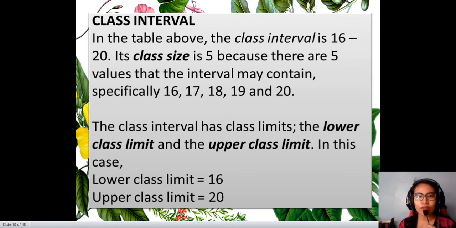The class interval also has class limits. We have the lower class limit and the upper class limit. In this case, your lower class limit is 16 and your upper class limit is 20, because you have 16 to 20. In other words, that's the lowest number and the highest number in your class interval.